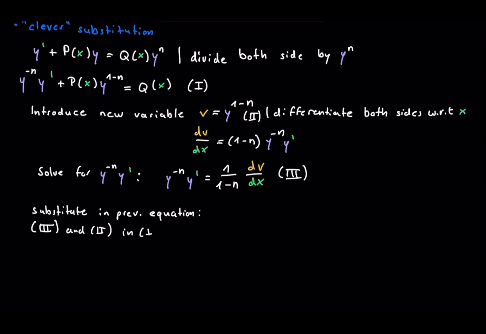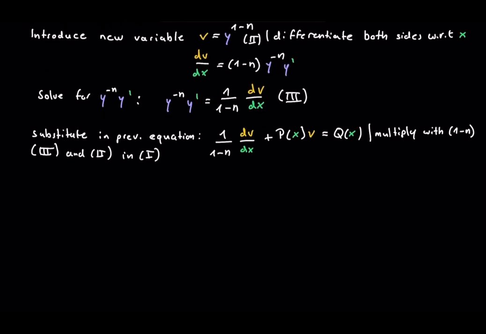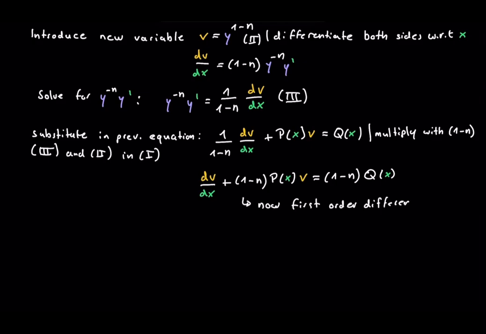When we plug this back into our differential equation, everything collapses nicely into 1 over 1 minus n times dv over dx plus p of x times v equals q of x. Multiply through by 1 minus n to clean things up, and we get dv over dx plus 1 minus n times p of x times v equals 1 minus n times q of x. And there it is, a linear first-order differential equation in v. From here, it's back to our familiar world. Find the integrating factor, integrate both sides, and then substitute back for y.